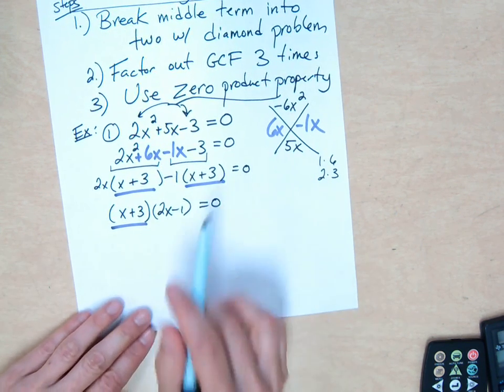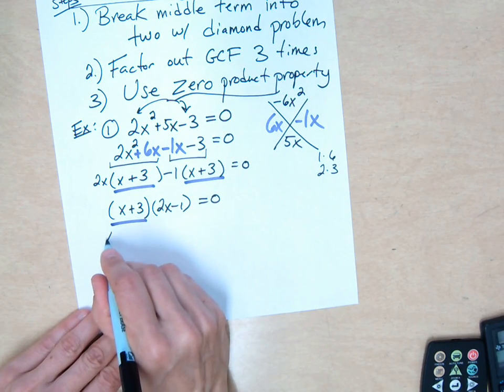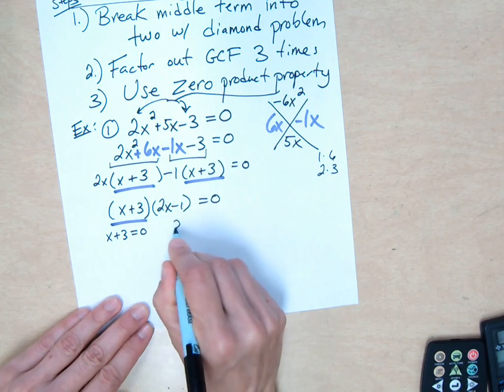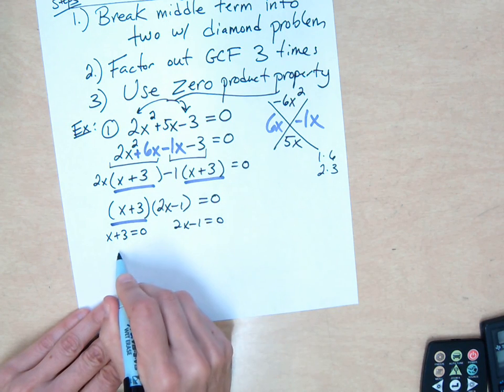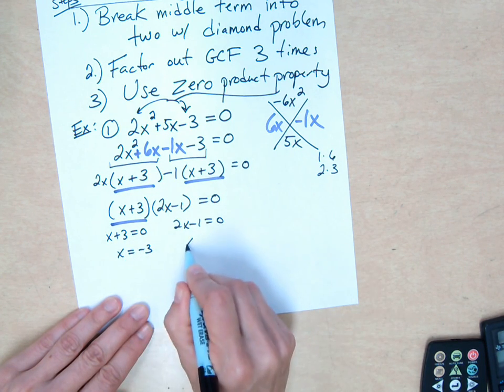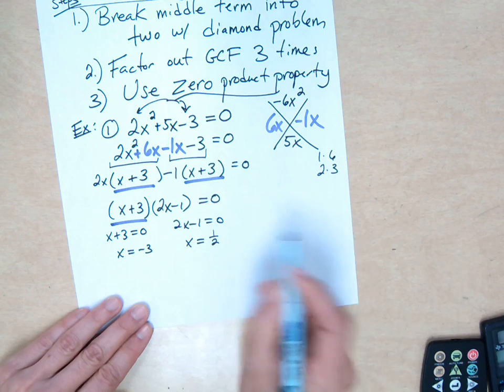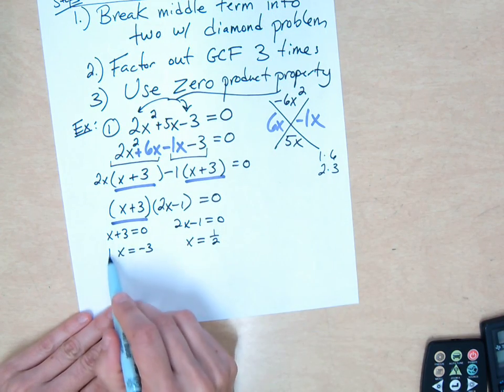And now I'm going to do the zero product property. So you have to set each term equal to 0 and solve. So either x is -3 or x is 1/2, because you would add 1 and divide by 2.